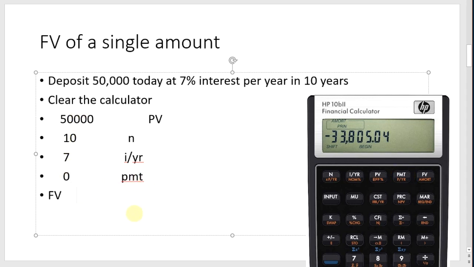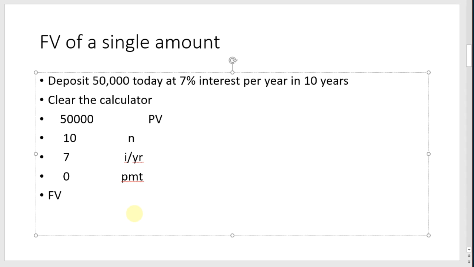All right, so there's only one key left here. It's the future value key. On the Hewlett-Packard, when you hit the future value key, it gives you the answer. It's how much money you will have 10 years later at 7%. If you are using the Texas Instrument, there's a compute key, CPT, at the top left. Of course, you have to use that key first and then hit future value. But I'm just going to hit future value now.